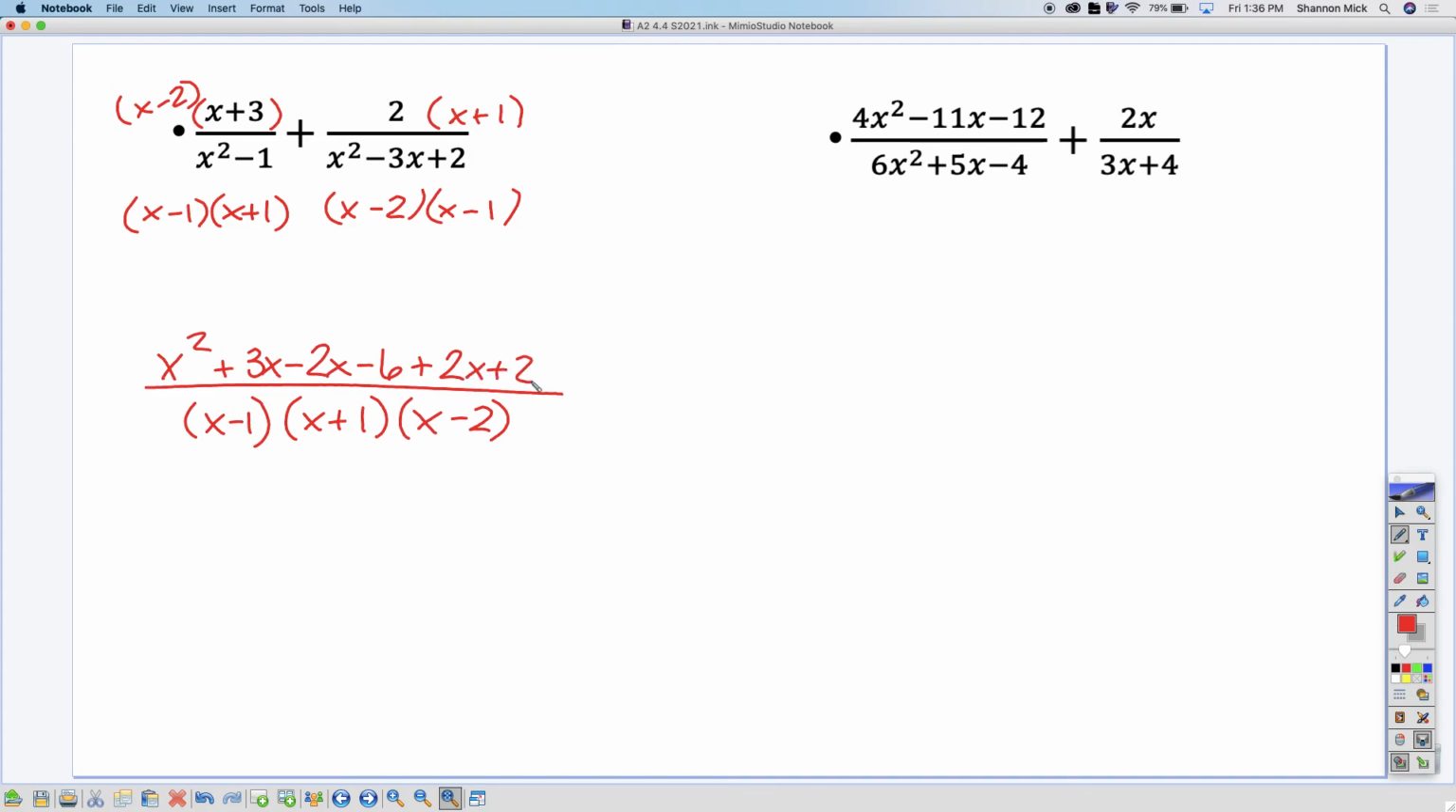Now if it was me doing my paper, I would just have x right here. I would not have 3x minus 2x because I multiplied in my head, right? Does it matter if I wrote both of them? No, because my next step is going to be what? Combine like terms.